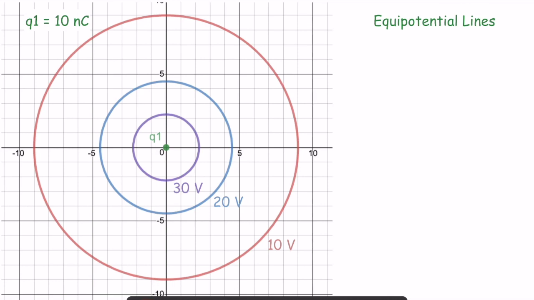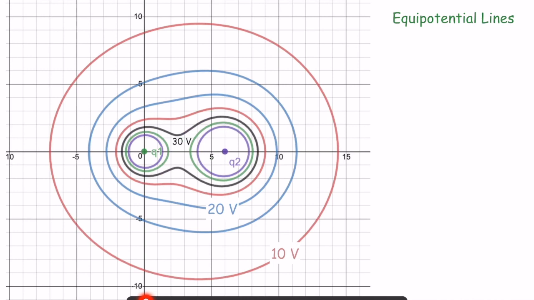We can plot out equipotential lines, which are all the spots in the plane that have the same voltage. So if you look, everything on this red line has a voltage of 10. All of these spots have a voltage of 20, and all of these spots have a voltage of 30.